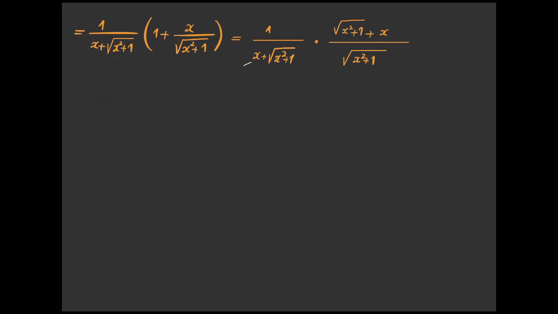So this, whatever it is, it's exactly the same thing that appears here. Of course, here is x plus a square root, and here is square root plus x. They are the same. And what is left for me is exactly 1 over square root of x squared plus 1. And that's exactly f of x. That's the end of the problem.